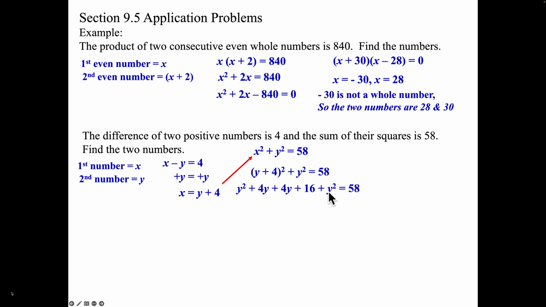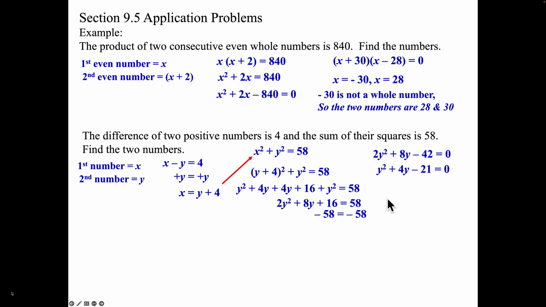Okay, y squared over here added to this one, that's 2y squared, plus an 8y, plus my 16 equals 58. This is now my quadratic equation, which has to be set equal to 0, so I'm subtracting the 58 over. So let's see, 16 minus 58, how about a negative 42 sounds good. Wait a minute, all my terms are even numbers. So let's divide everybody by a 2. I like to work with smaller numbers. That's much easier to work with.